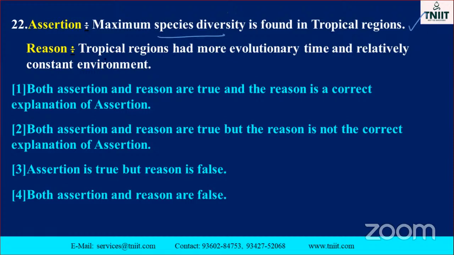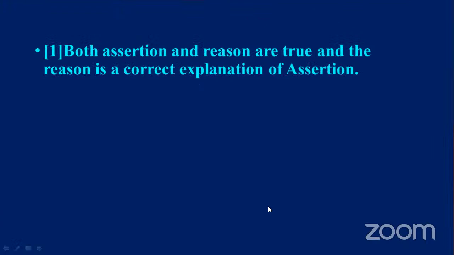Okay. The second one: the tropical region had more evolutionary time and a relatively constant environment. See here, both the assertion and the reason are true, and the reason is the correct explanation of the assertion, because both are correct. Others are wrong. Okay, go to the next one. Both assertion and reason are true and the reason is the correct explanation of the assertion.